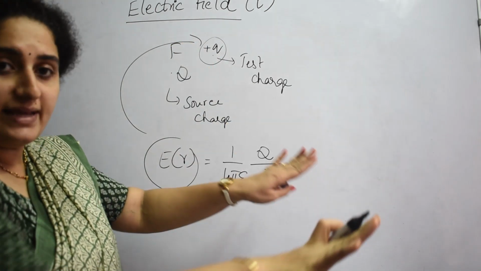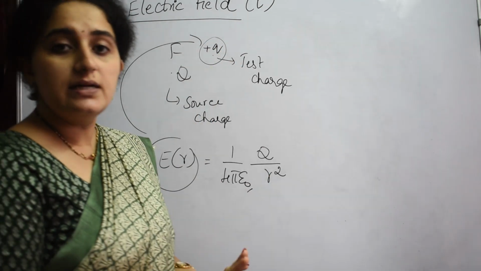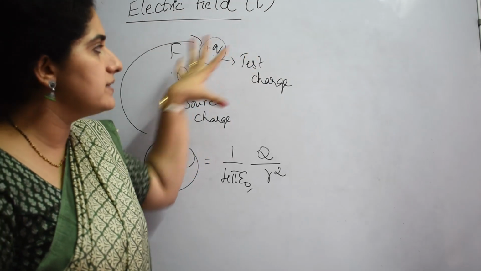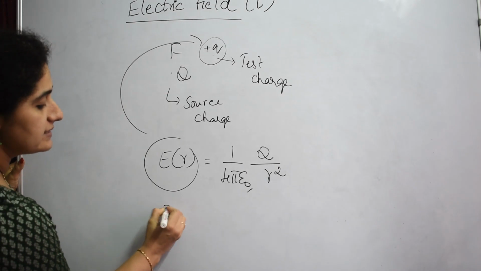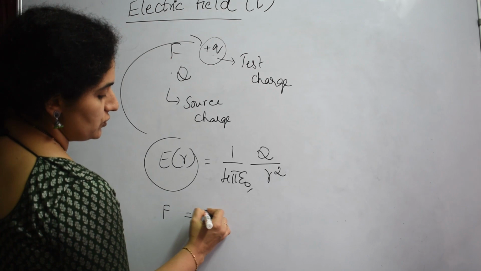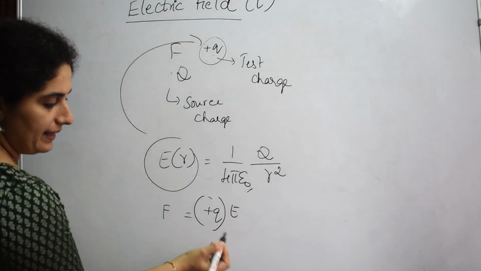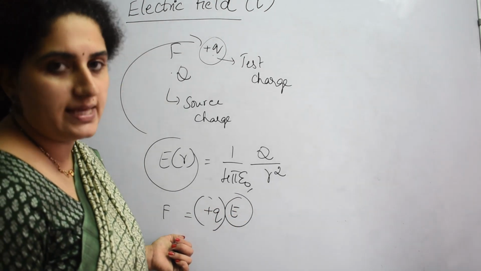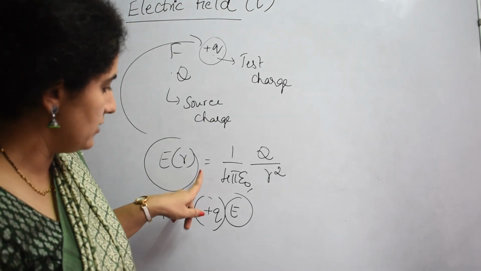Correct? So the region around the source charge will have the effect of force, which is experienced by some other charges when you bring them closer. So now it is nothing but force. The charge which you are bringing, Q, into E. So you are multiplying the charge with the electric field, then you get the force experienced. So now you will get the expression for force. How can you write the expression?